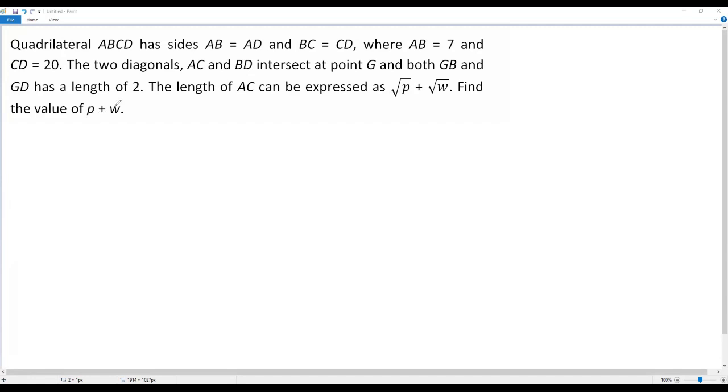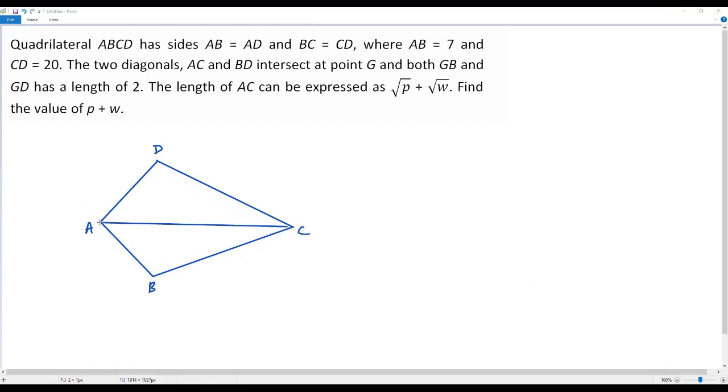Okay, to get the value of P plus W, we need to get the length of AC in this form, square root of P plus square root of W. First, let me draw a quadrilateral. Here I have drawn a quadrilateral. Let me mark the vertices: A over here, B over here, C, D, and also let me draw the two diagonals. One of the diagonals is AC, and the other diagonal is BD.